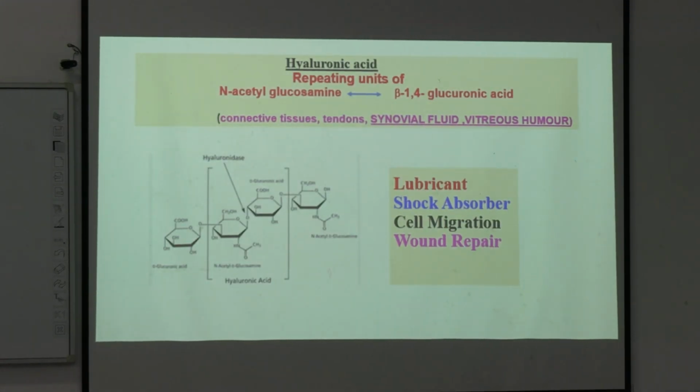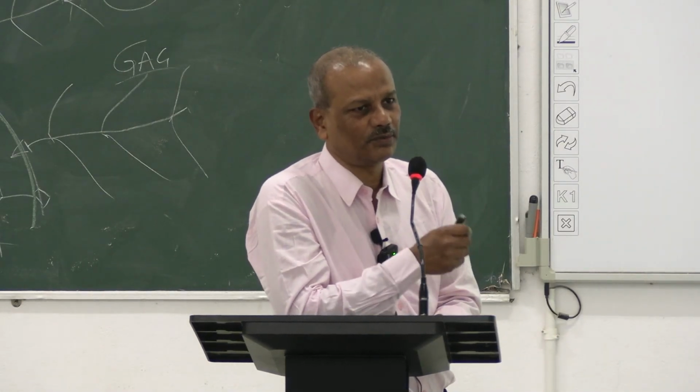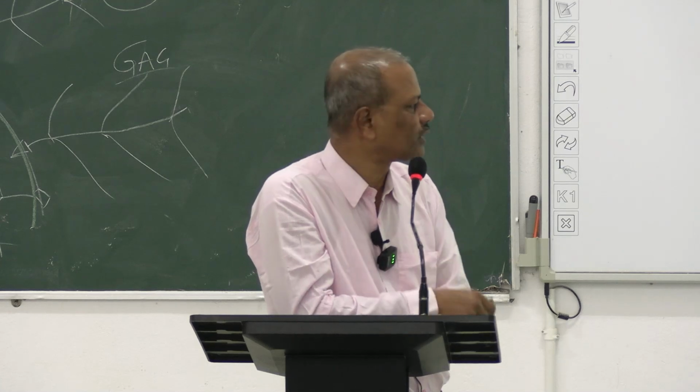So, what are the functions of hyaluronic acid? As I told you, these GAGs are basically repeating disaccharide units. Hyaluronic acid is present in the synovial fluid and vitreous humor, and it performs as a lubricant, because the joint space has to be lubricated, otherwise the joint will not move. So they act as a lubricant, and they act as a shock absorber, something akin to the CSF, you can say, that there is some amount of fluid there, so it acts as a shock absorber.